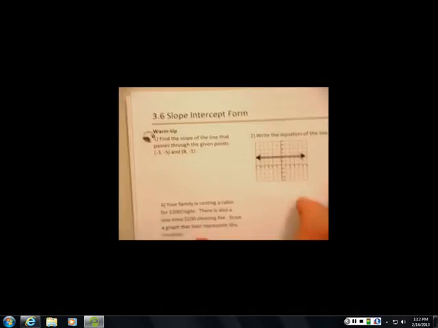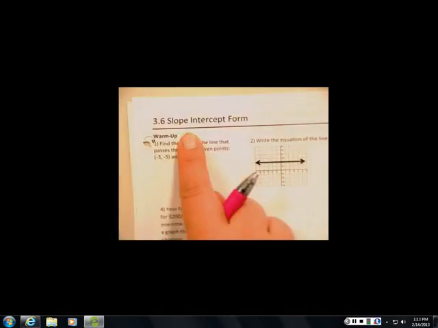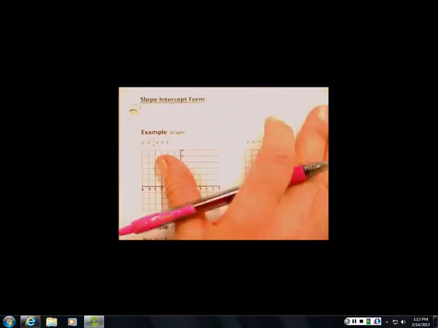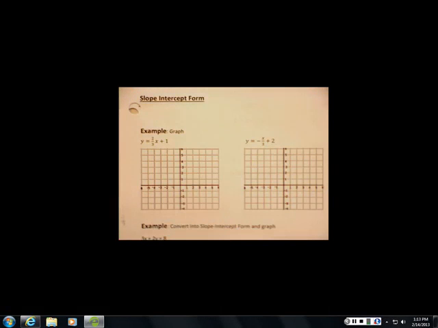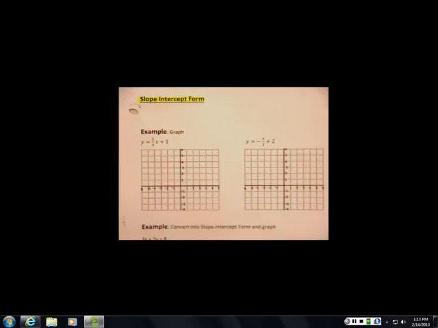Today we're going to be covering 3.6 slope-intercept form, and we're going to start at this point in the page. Slope-intercept form is one form of graphing a linear equation that we are going to be covering. We're going to cover another one called point-slope form, but that will be another video for another day. So, slope-intercept form.